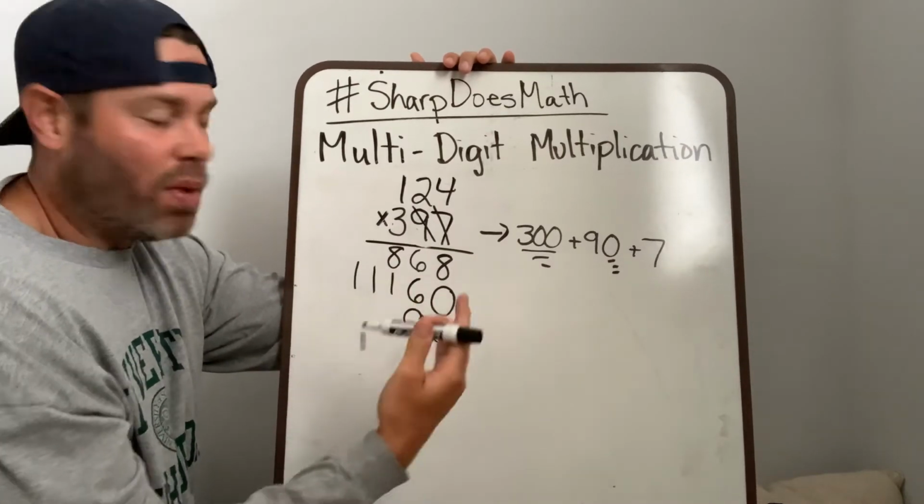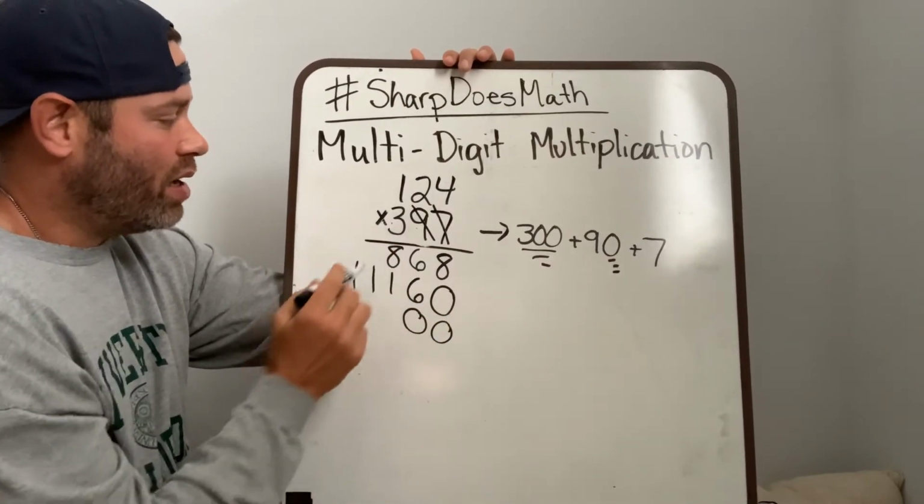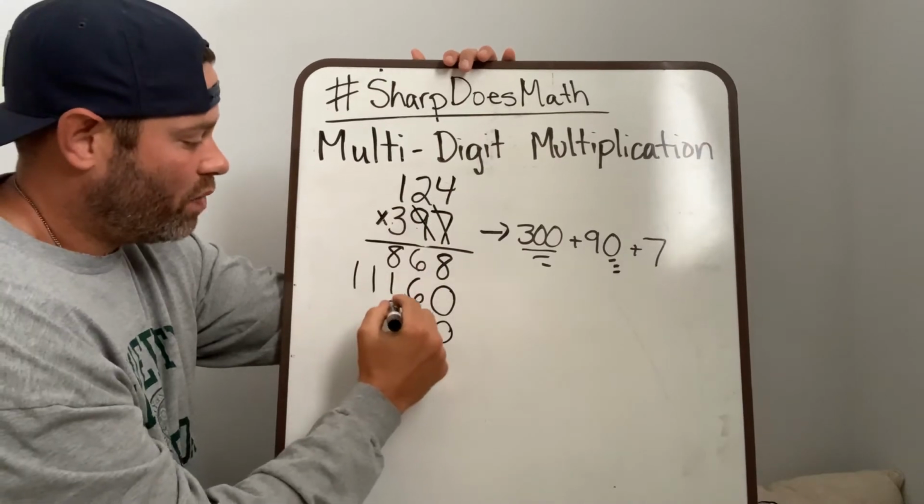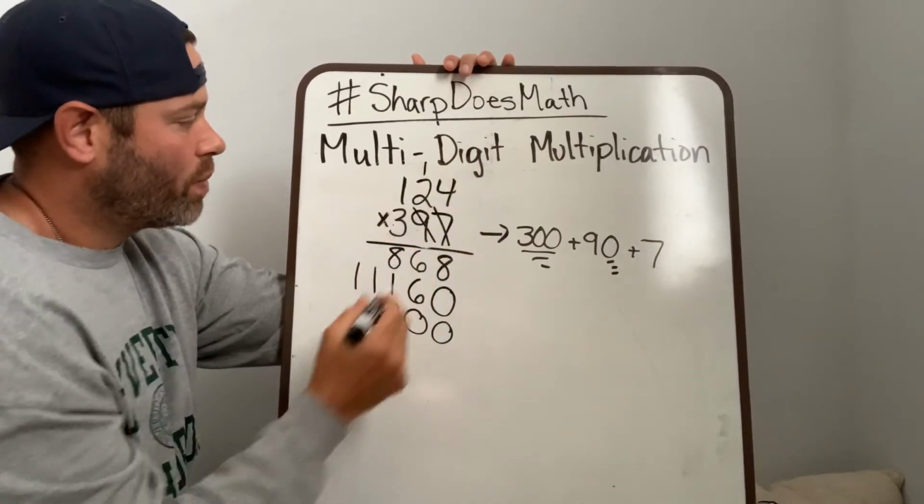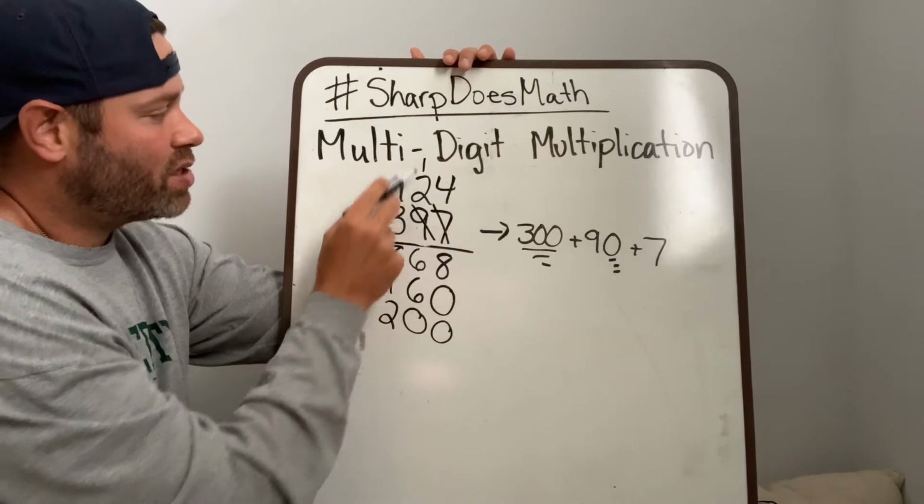And now we just multiply like normal, like it's 3. So 3 times 4 is 12. Put my 2, carry my 1. 3 times 2 is 6, plus 1 is 7.